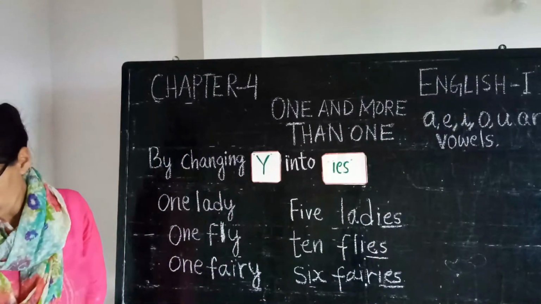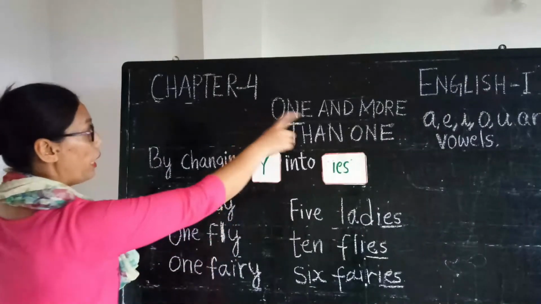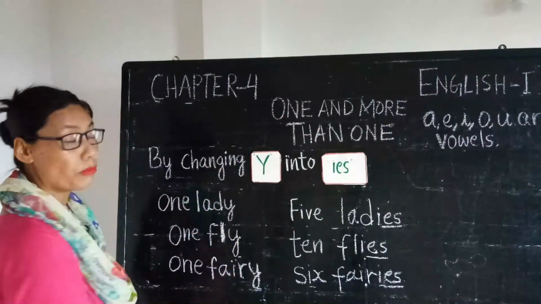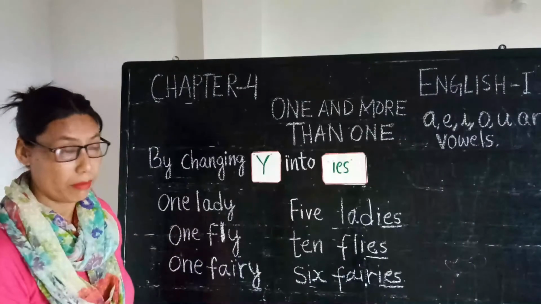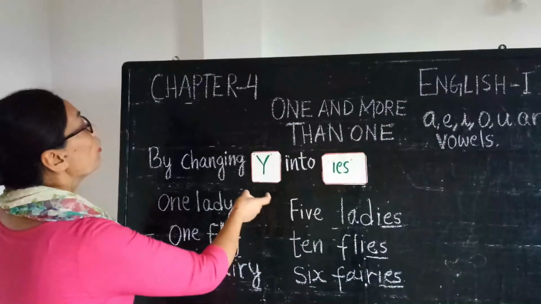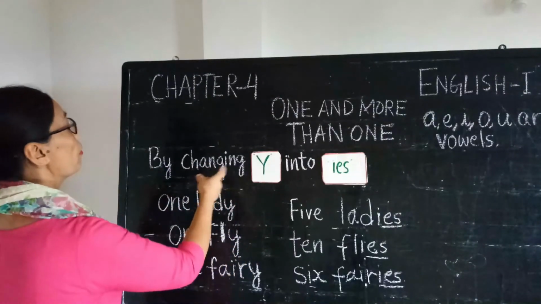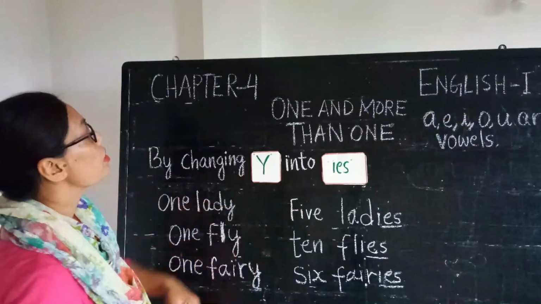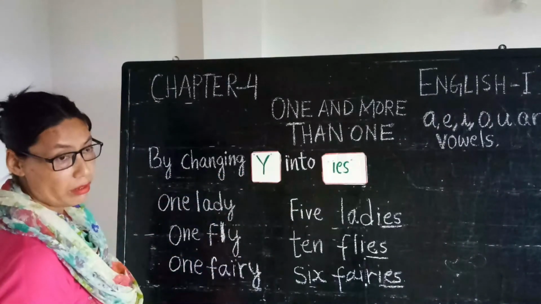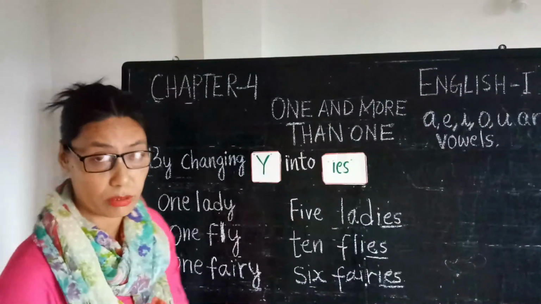Okay children, this is the way you have to practice one and more than one. You can find more examples yourself. Now I hope you understood more clearly about this lesson by changing y into ies. I hope you understood clearly, children. You also find more and more examples and practice at home, okay?